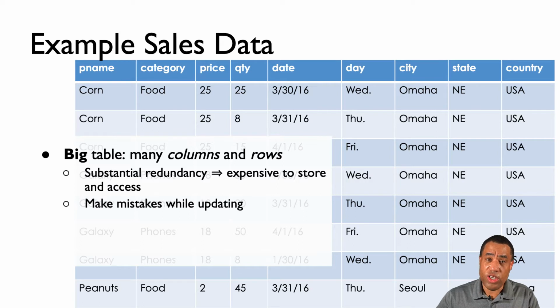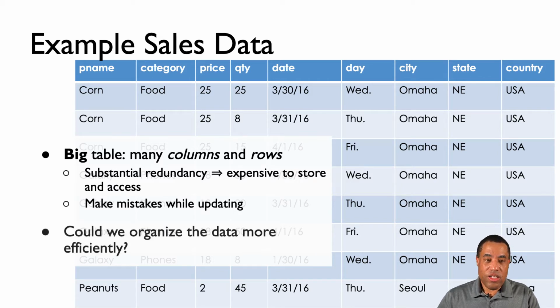So the other issue is that we might make mistakes when we're updating this table. So what happens if someone misspells Omaha or doesn't know that Omaha is in Nebraska and puts down Iowa instead for the state? So is there a way that we could more efficiently organize the data that's in this table?